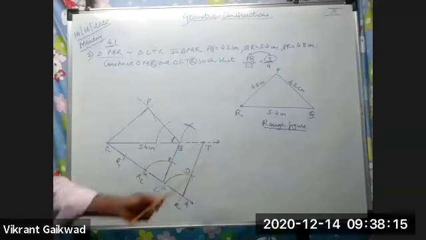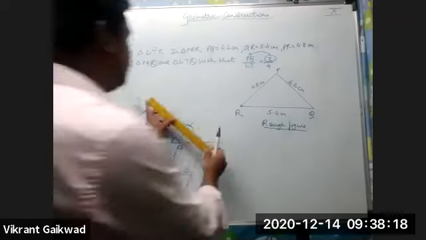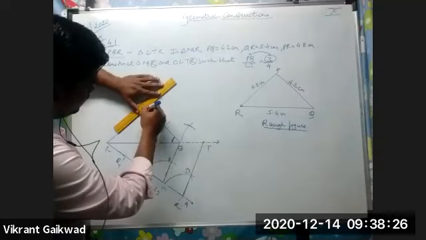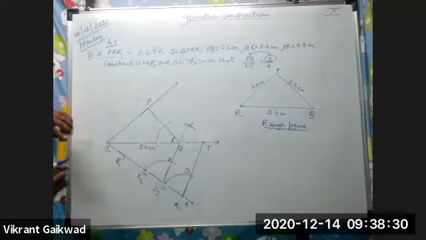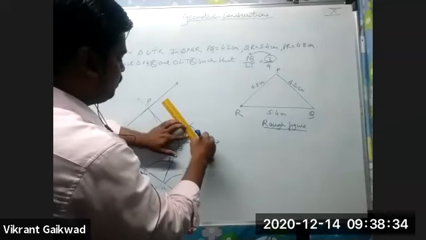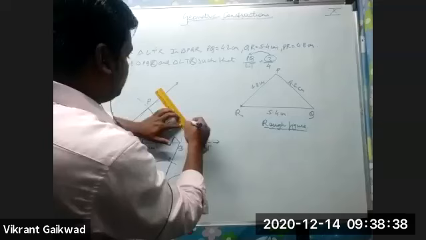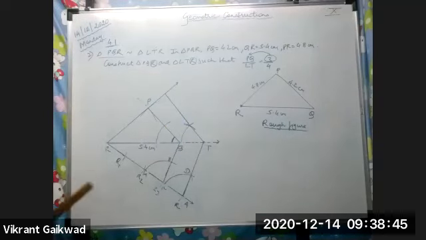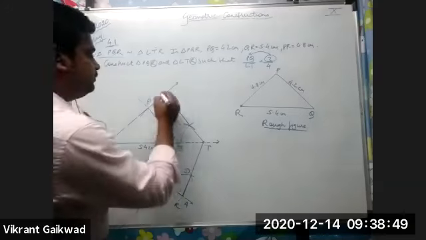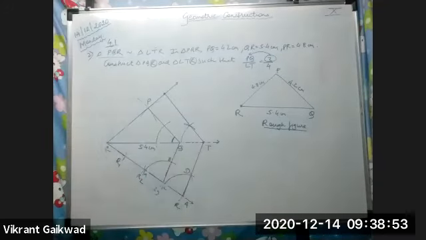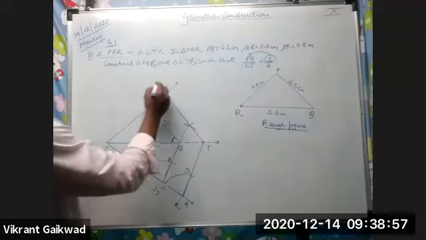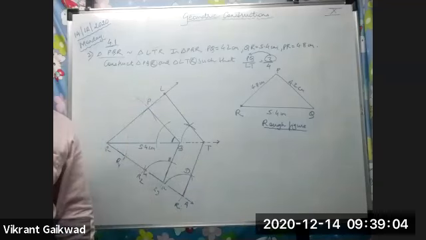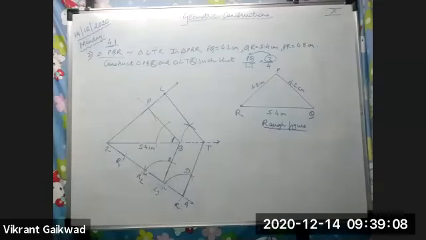Where the arc drawn from T meets RT, join this arc with T. Just extend the line so that it meets the ray PR. Wherever the line you draw meets it is your point L. So LRT is the required triangle. Also PQR is your required triangle.